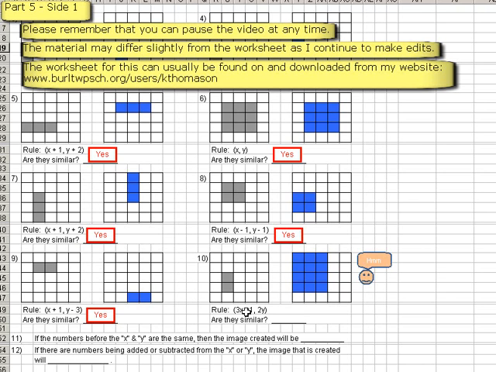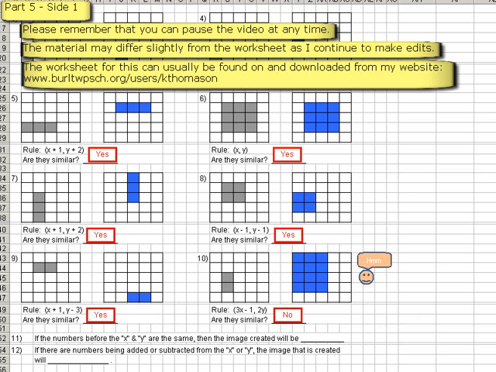So now they're asking, are they similar? Is the number before the x and the y the same? No, they're not. So in this case, these two shapes are not similar. It got 3 times wider, but only doubled in height. So they are not similar.